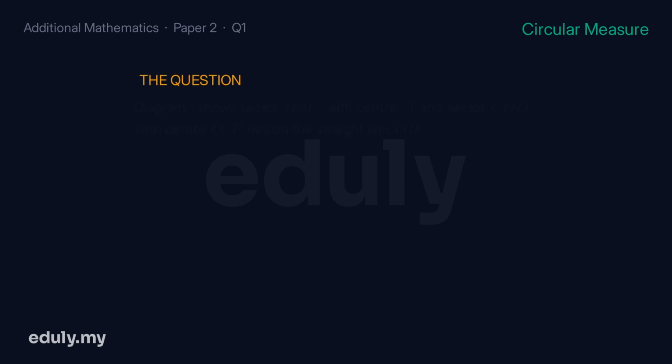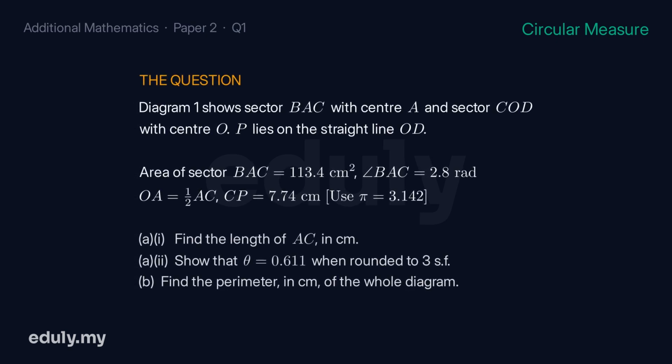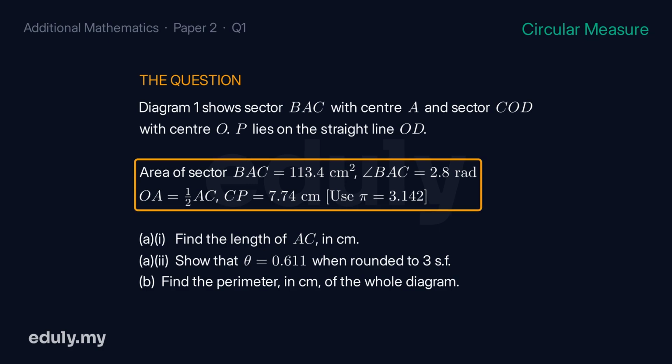Let's read the question. We have two sectors sharing point C. Sector BAC has center A, and sector COD has center O. P is a point on OD. Here is what we are given.